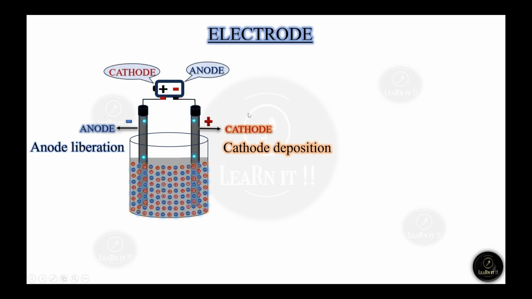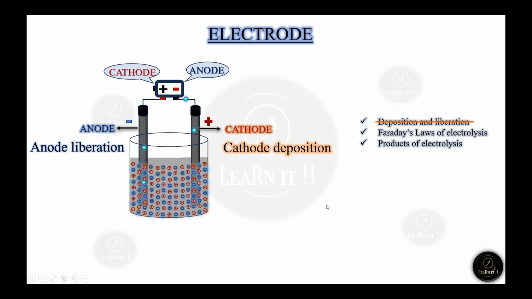But with respect to galvanic cell, the negative terminal indicates anode because there is an oxidation. Positive terminal is represented by cathode because there is a reduction. So students must understand the difference. So this completes our first part with respect to electrode, that is deposition and liberation. So cathode deposition, anode liberation.